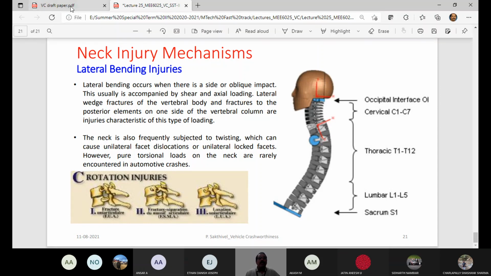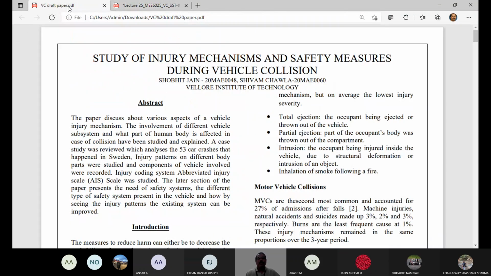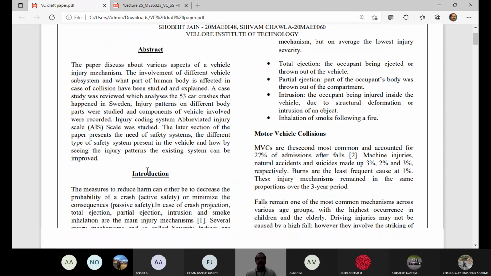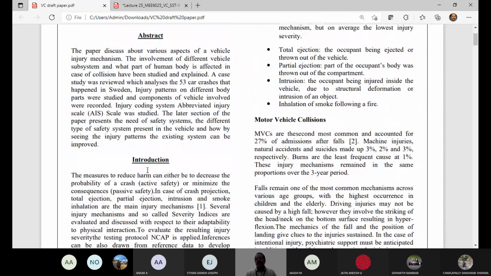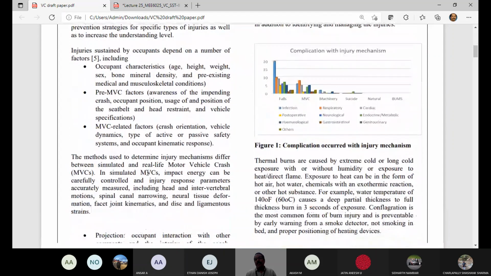Also, before concluding the lecture, let me go through this paper submitted by our group students, Sobit Jain and Shivam Chawla. They have done good work and nicely compiled this topic, which again assists us to learn. The study of injury mechanisms and safety measures during vehicle collision is the J component topic. They have nicely rephrased the abstract with the comments given yesterday, and their aim in this paper is to look at motor vehicle collision in particular and the associated injuries.